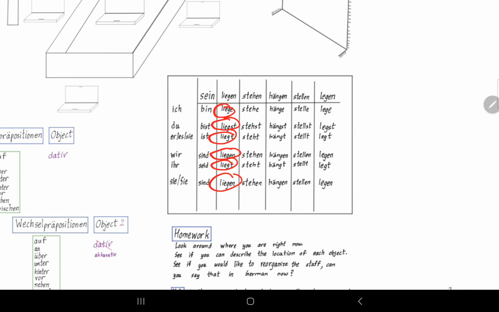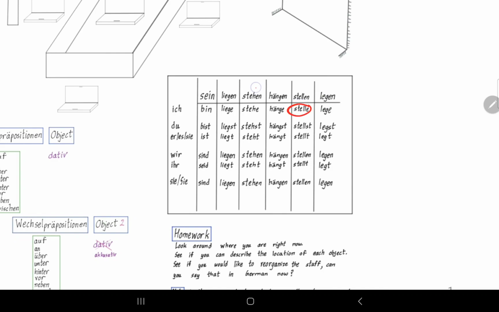Just the infinitive form. Stehen, it's also a regular verb. So ich stehe, du stehst, sie steht, ihr steht, stehen, stehen. Okay. Then hängen, again a regular verb. Ich hänge, du hängst, er hängt, ihr hängt as well. Wir hängen, sie hängen. Okay. Then you have stellen.